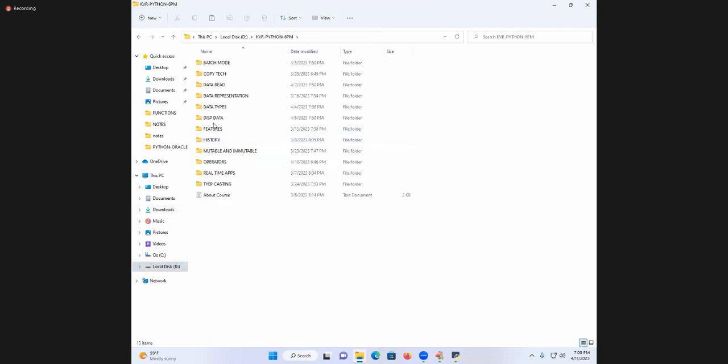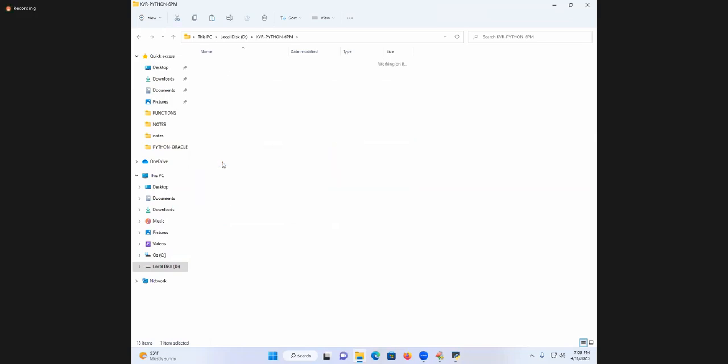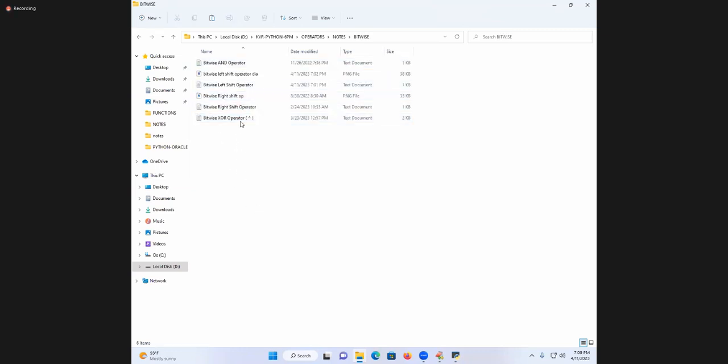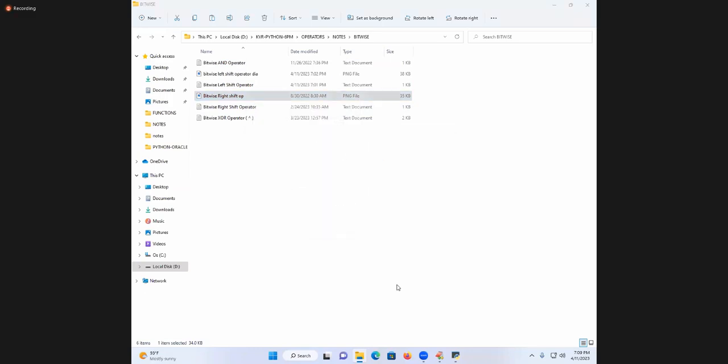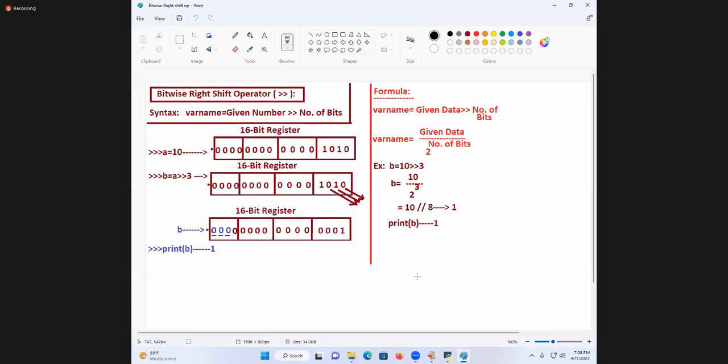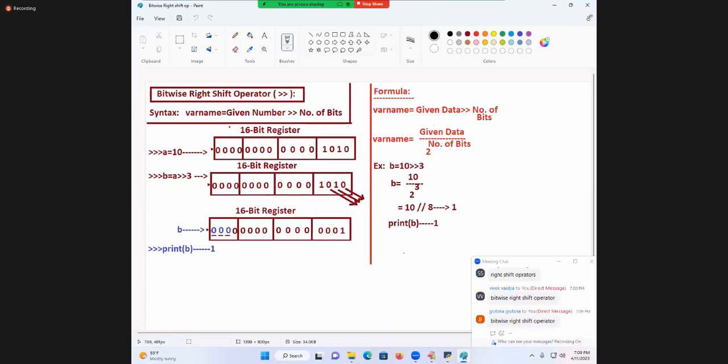Try to follow me. I'll take the operators here, and here I am going to take it. The right shift operator diagram uses the same diagram as the previous one I wrote. Come on, watch it. What is the syntax here? Instead of writing and wasting my time: given number, double greater than, what is this? Number of bits. Take a 16-bit register, with zeros and 1 0, 1 0. Double greater than 3, flipping of 3 bits, and the answer is this one.